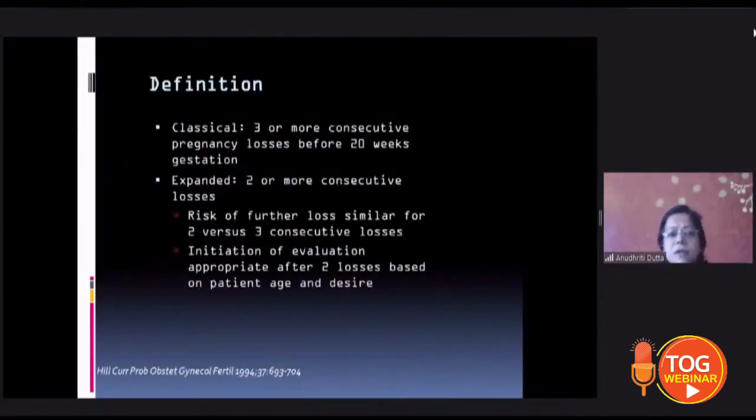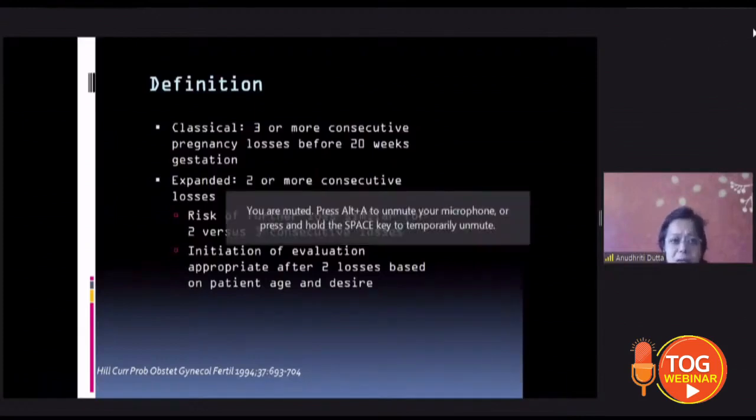The definition of recurrent pregnancy loss, as we all know, is three or more consecutive pregnancy losses before 20 weeks gestation. But now this has been changed to two or more consecutive losses according to certain guidelines. The reason being the risk of further loss is similar for both two versus three consecutive losses, and the initiation of evaluation is definitely appropriate even after two losses, depending on the patient's age and desire.